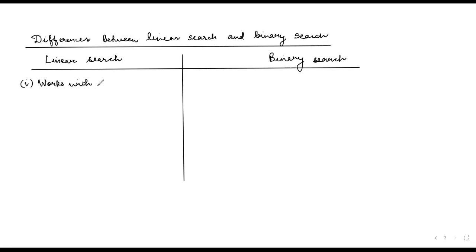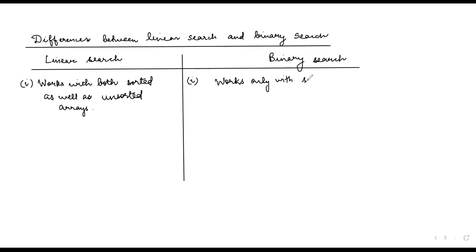So linear search, it works with both sorted as well as unsorted arrays. लेकिन हमारा जो बाइनरी सर्च है, ये अभी अभी हमने बताया, इतना अच्छे से समझ में भी तुम लोगों को आया, works only with sorted arrays.